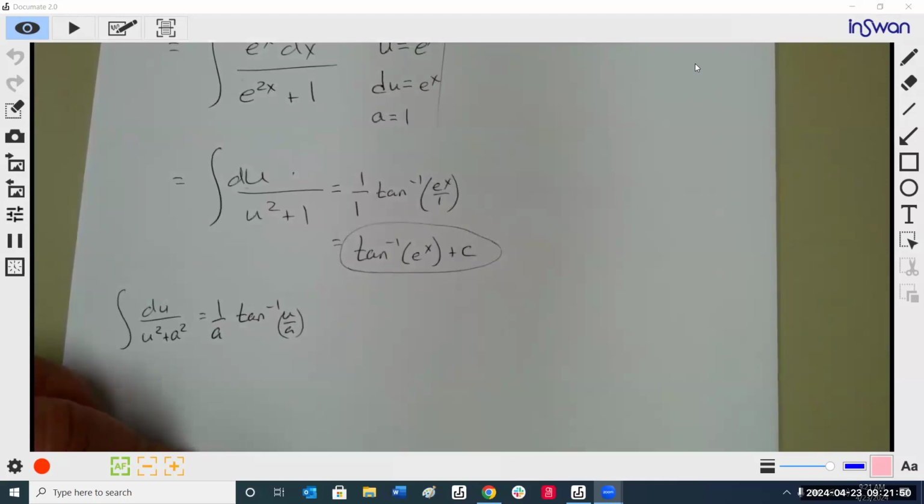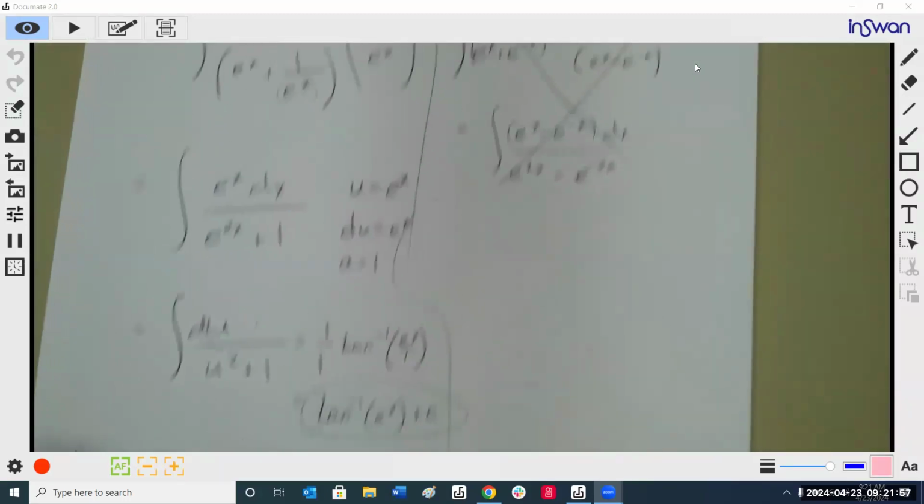Basically, you don't want to have fractions within fractions. You don't want to have any negative exponents. Okay, let's look at this one.